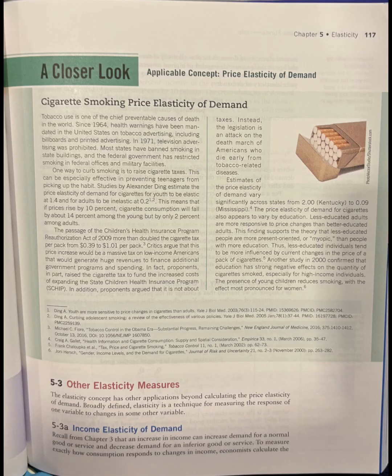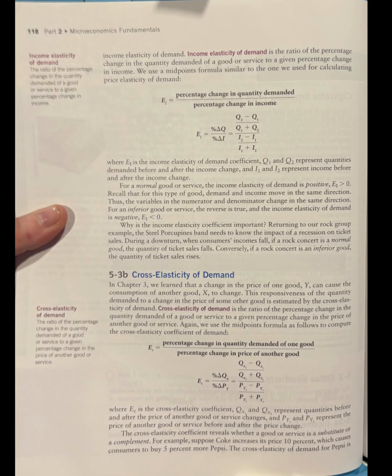5-3a. Income elasticity of demand. Recall from Chapter 3 that an increase in income can cause an increase in demand for a normal good or service and a decrease in demand for an inferior good or service. To measure exactly how consumption responds to changes in income, economists calculate the income elasticity of demand. Income elasticity of demand is the ratio of the percentage change in the quantity demanded of a good or service to a given percentage change in income. We use a midpoints formula similar to the one used for calculating price elasticity of demand. EI equals percentage change in quantity demanded over percentage change in income.